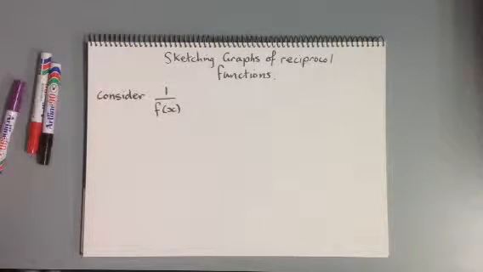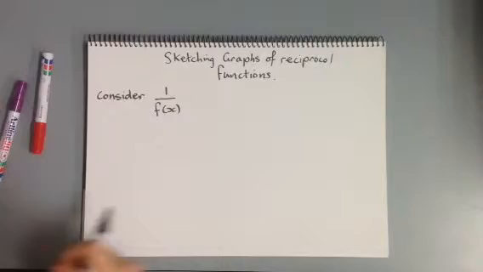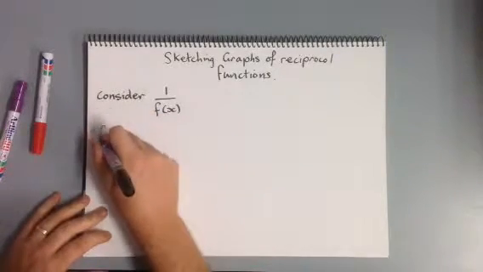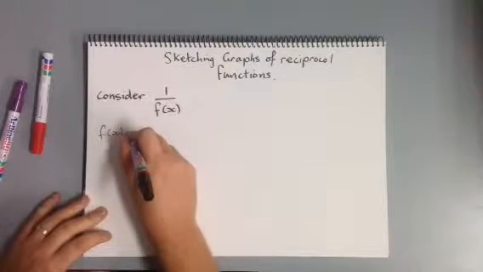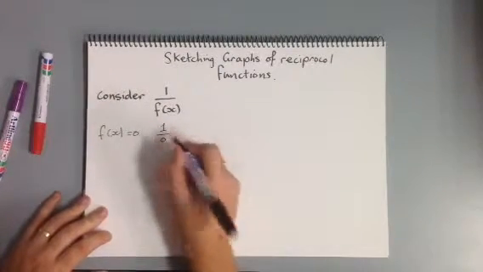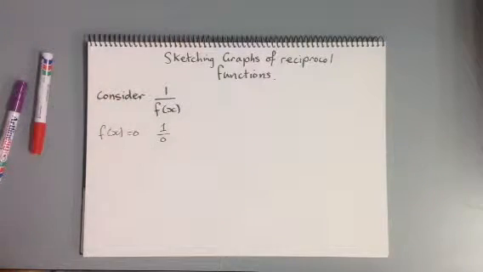Okay, in this tutorial we're going to be looking at sketching graphs of reciprocal functions. Consider 1 over f of x. The function will be undefined when f of x equals 0, because we'd end up with 1 over 0, which is undefined. So if f of x is equal to 0, then 1 on f of x is undefined.